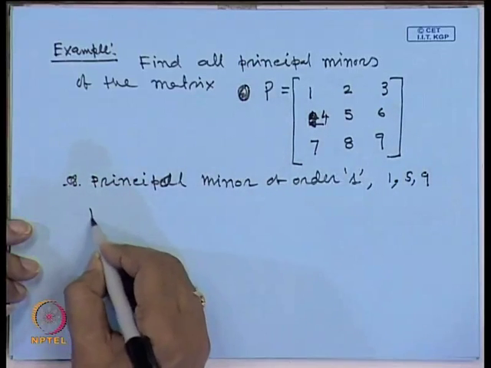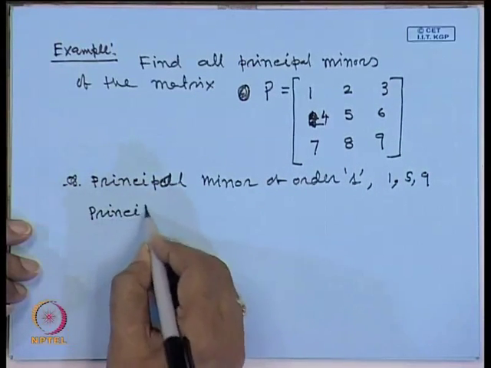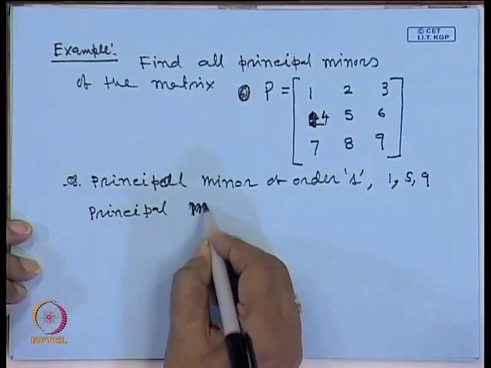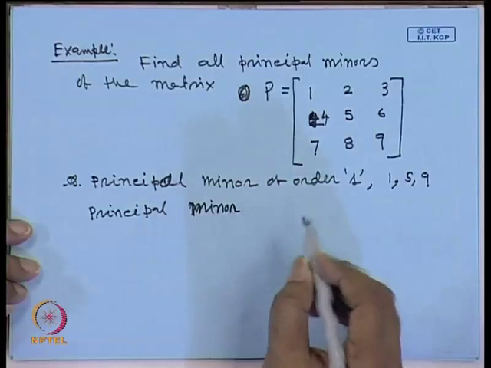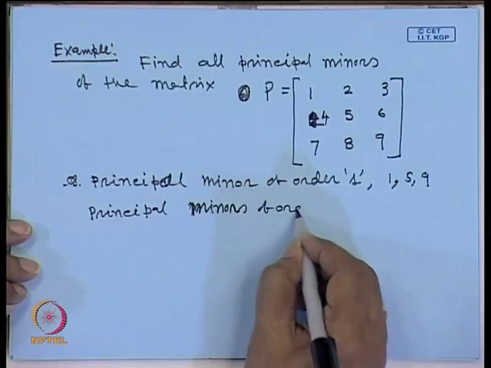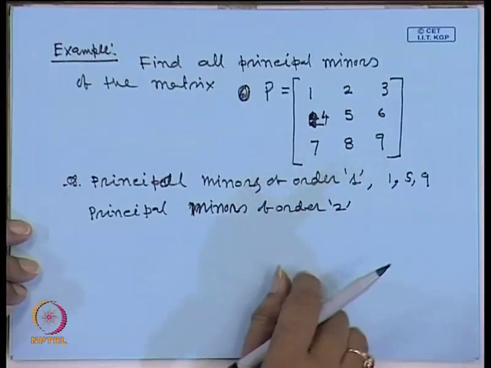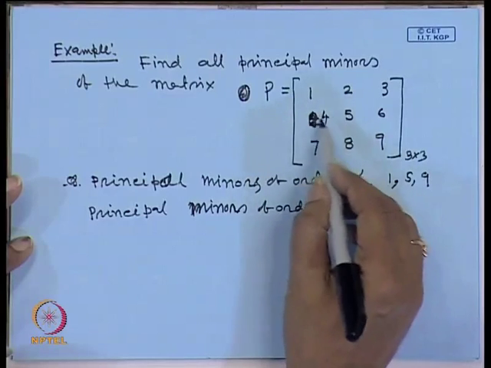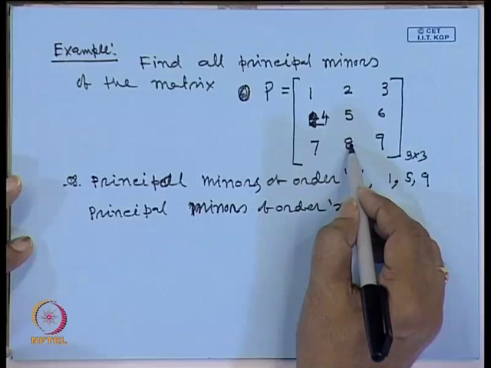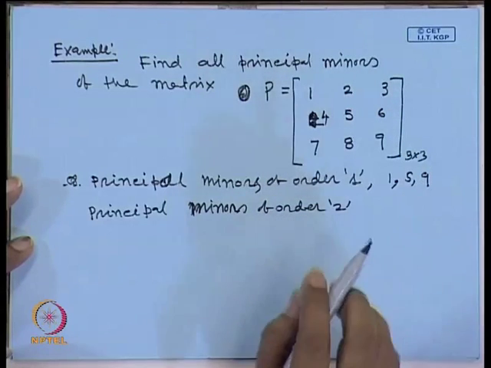Similarly, principal minors of order 2. So, you have to pick up a matrix of size 2 by 2 from the matrix whose size is 3 by 3. So, 2 by 2, you have different combinations, you see this is 2 by 2 and this also 2 by 2, this 2 by 2 and this also 2 by 2.